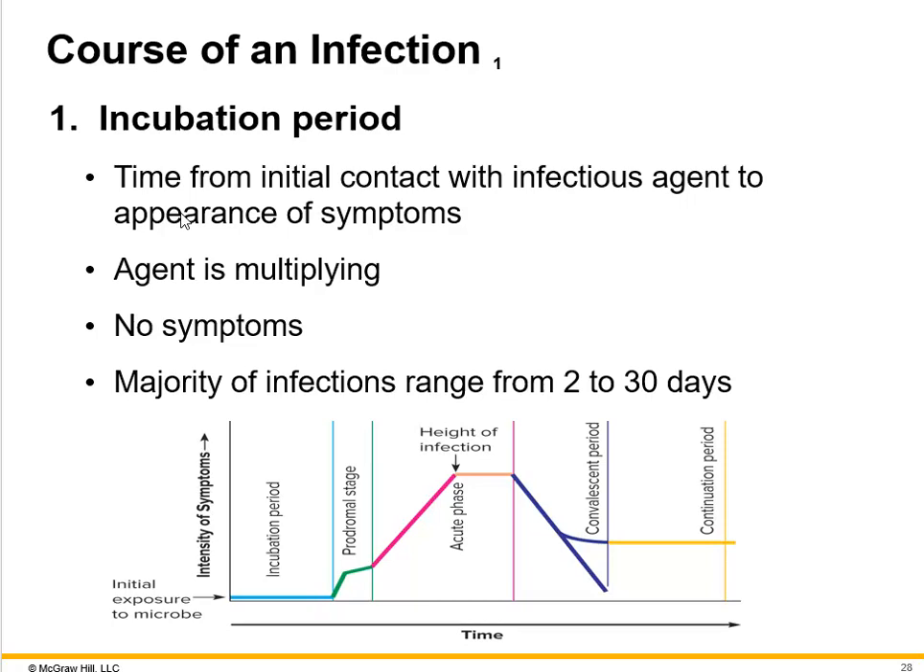So this is a generalization of the progression that many infectious diseases follow. We're going to look at 5 basic stages: the incubation period, the prodromal, the acute, convalescent stage, and then the continuation phase. Once again, these are generalizations, and so the characteristics of each stage vary by the pathogen and can vary from one patient to another.